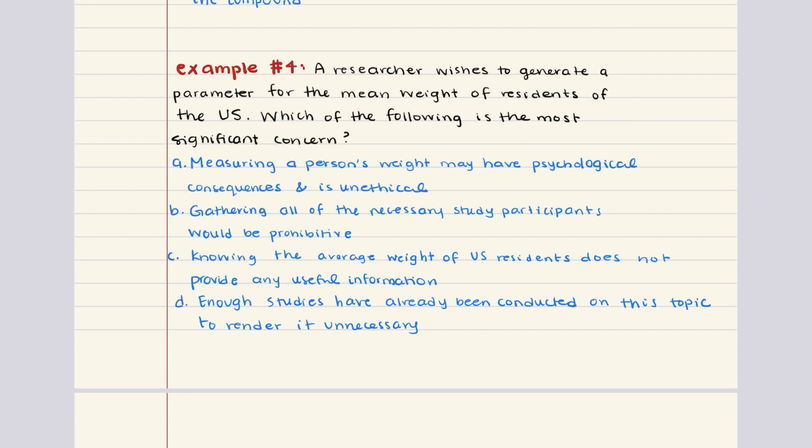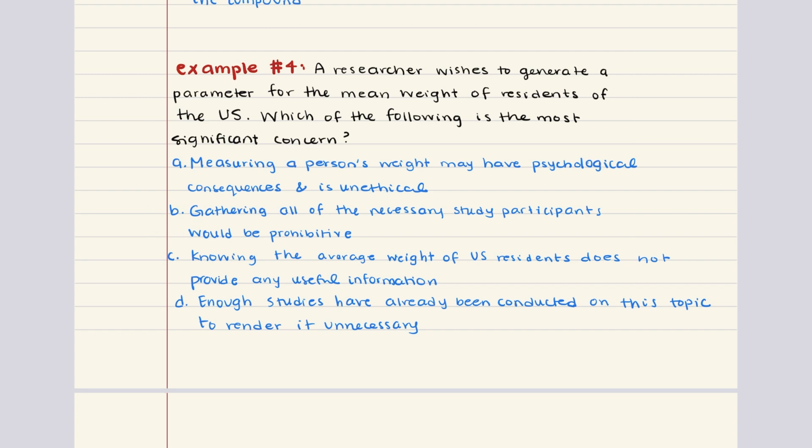Now, looking at option A, while measuring someone's weight may raise concerns about psychological impact, these concerns can often be addressed by obtaining informed consent and making sure that the participants are treated respectfully and that their information remains confidential. So this is not the most significant concern for this study. Option B, however, this is the correct answer.